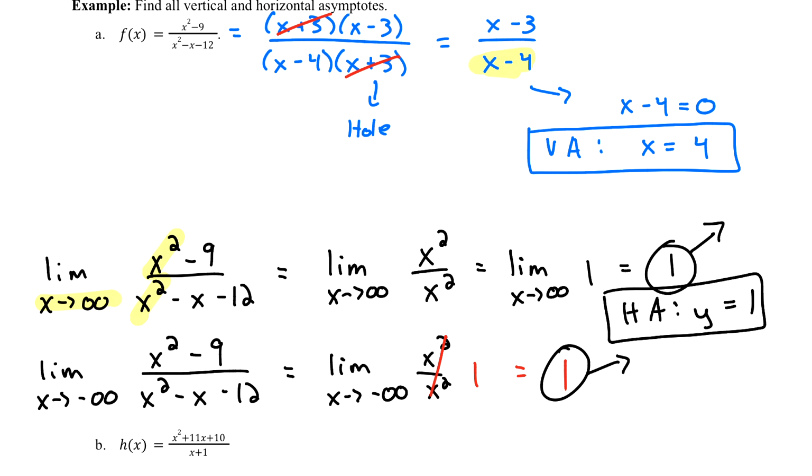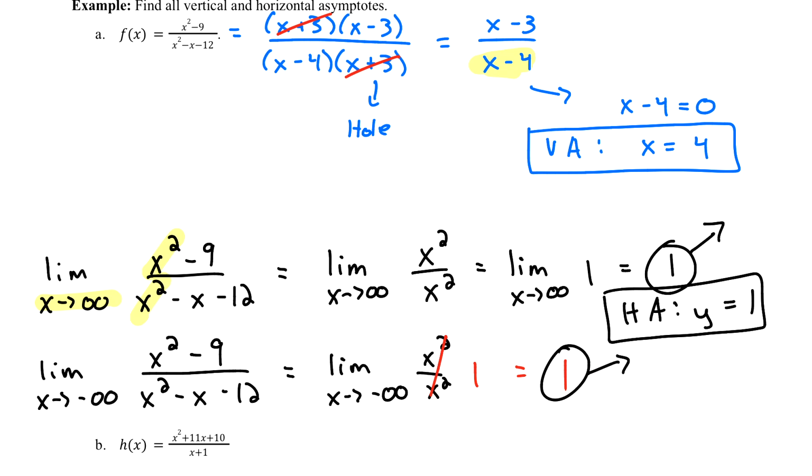But if we ended up with, say, positive infinity on one side, we wouldn't necessarily end up with positive infinity. We might end up with negative infinity on the other side, but the behavior would be the same. We would still not have any horizontal asymptotes.